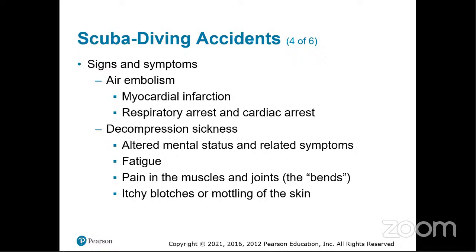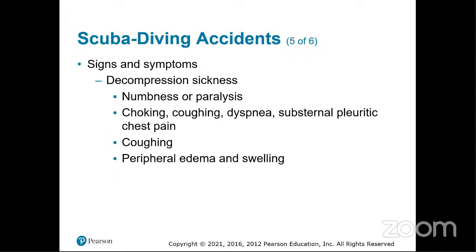The decompression, we've already hit that. The muscle and joint pain, the bends is what they call it. Itchy or bloody, mottled skin, that's the nitrogen getting trapped underneath the skin. Choking or coughing, substernal chest pain, meaning it feels like it's on the rib cage itself, coughing and peripheral edema, swelling.